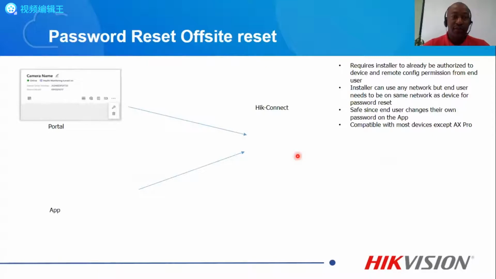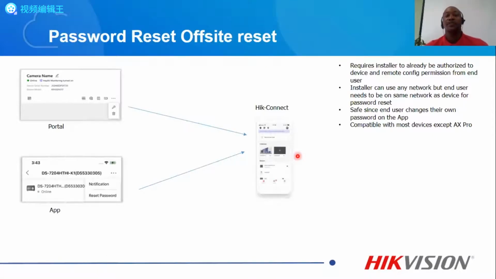Next one we're going to look at is the password reset. So remember, with the password reset, we've got 2 types of password resets that we can do on HikProConnect. The first one is the offsite reset. So offsite reset requires the installer to be already authorized to the device. So before you can do this password reset, you already need to be authorized to this device. It needs to be appearing there under your sites. And you also need to have configuration permission for that device before you can request this.